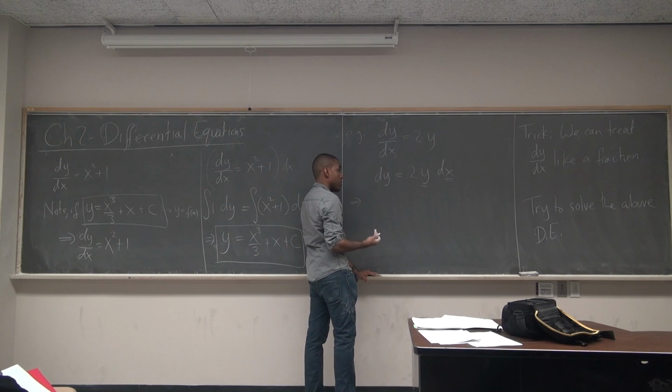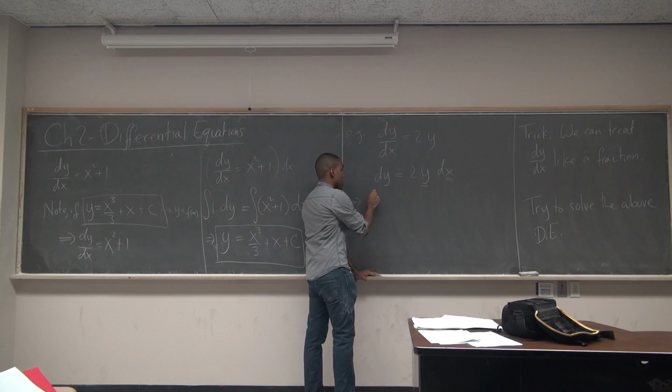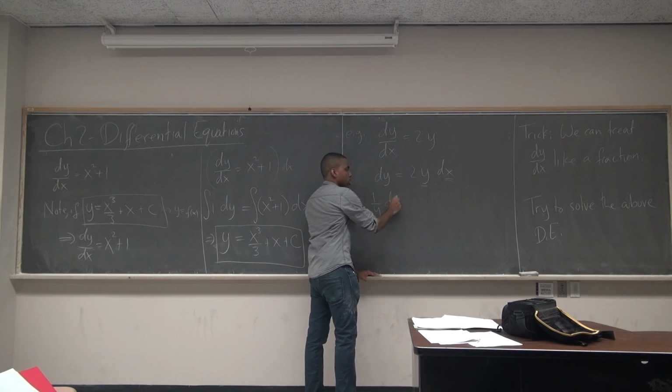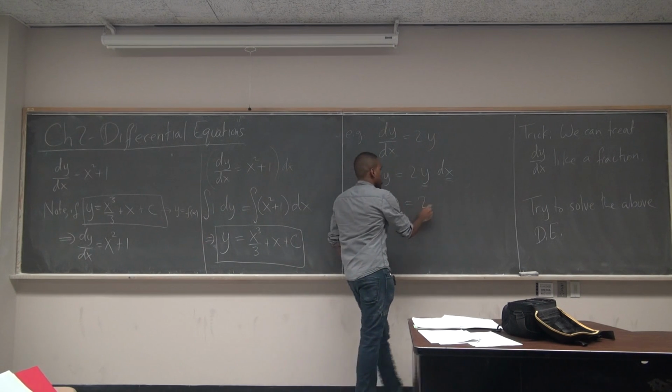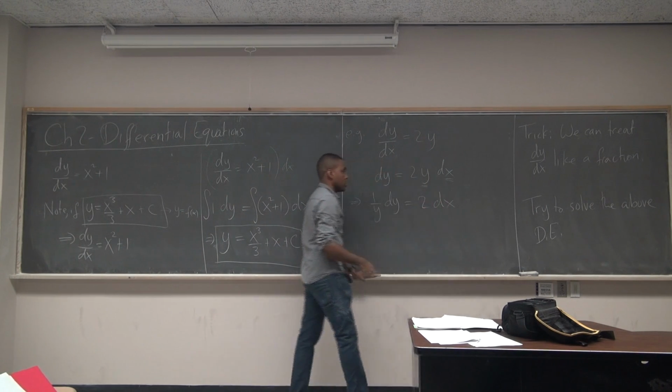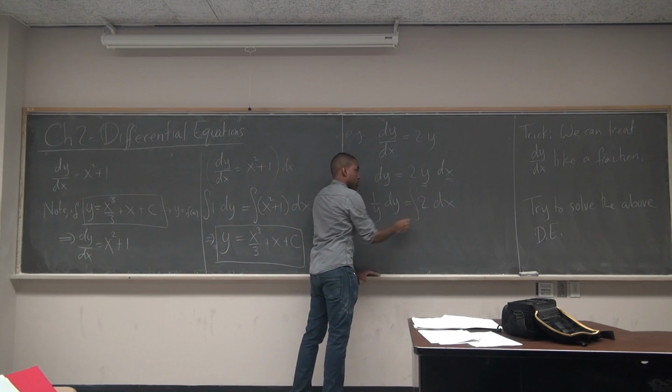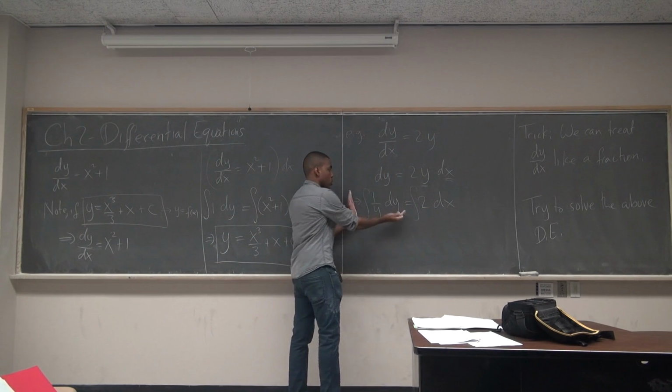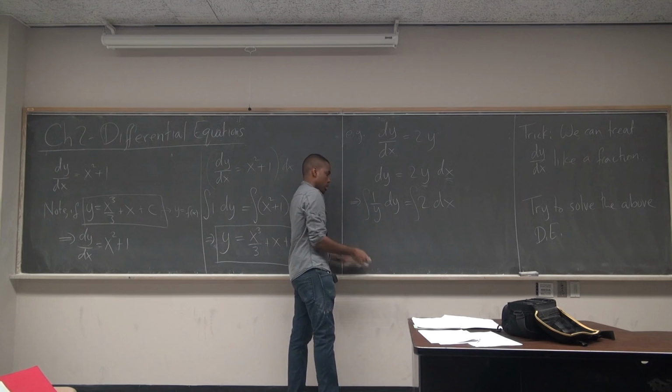You have to divide by y. So what happens over here? dy over y, or 1 over y dy, same thing. Here's 2 dx. Now this looks normal. I can integrate this side and integrate that side. There are only y's on this side, dy. What's the integral of 1 over y dy?